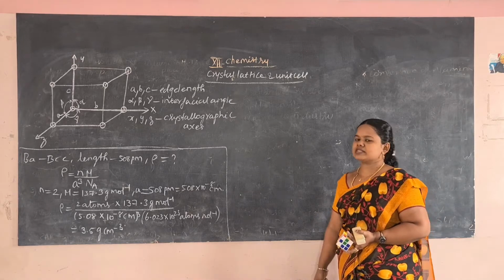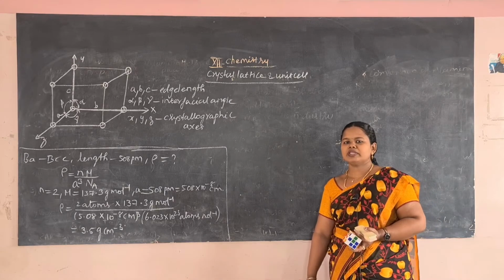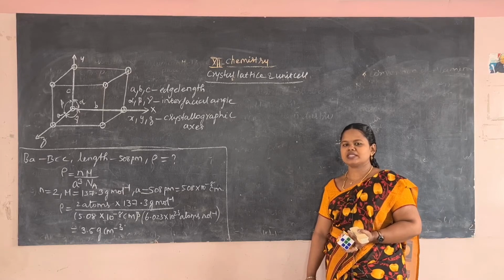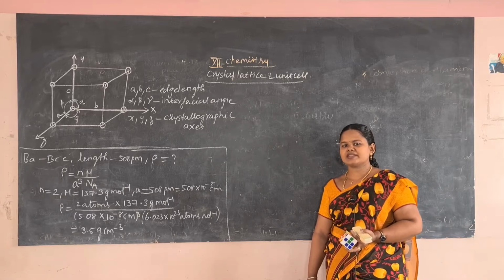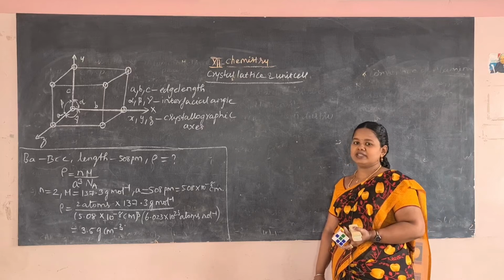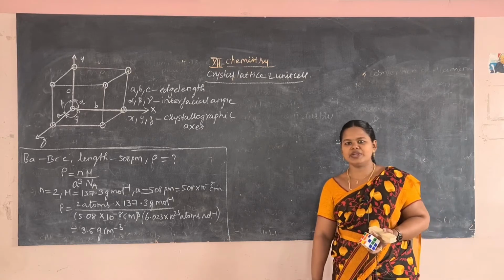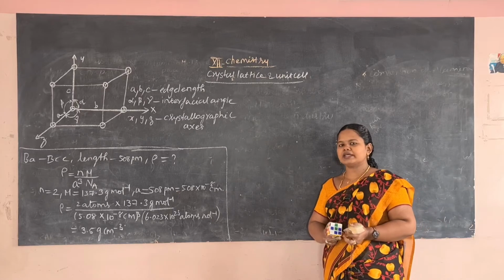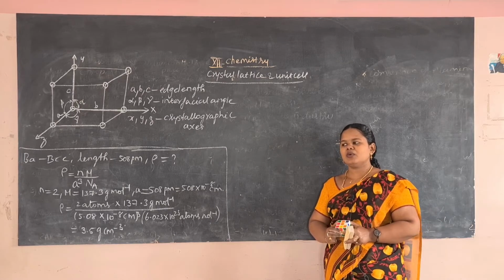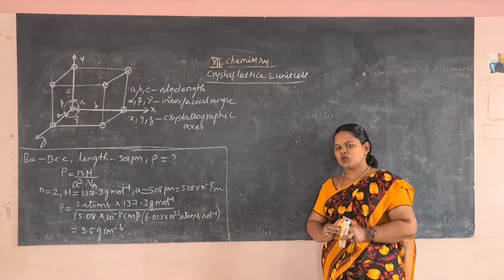So already in the last class we have learnt about solids, different types of solids, their properties and characteristics. Everything we learnt in the last class, and today we will learn about the crystal lattice and unit cell. Before learning the crystal lattice and unit cell, I want you to look at this cube.